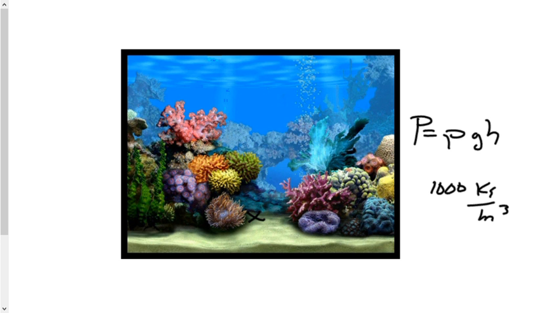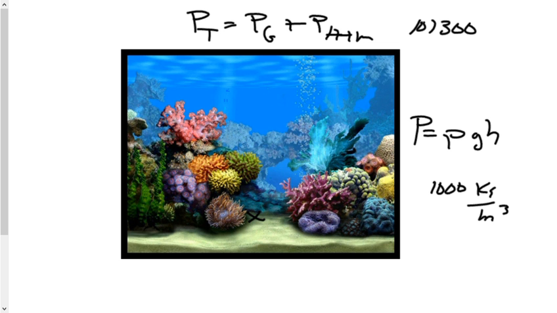So if we take pressure total, that'll be equal to the pressure gauge, I'll just use letter g for that, plus the pressure of the atmosphere on it. So the gauge pressure is relative to the atmosphere, but if I want total pressure, I have to remember that there's an atmospheric pressure on it, and remember that's 101,300 pascals approximately. So that's how you calculate hydrostatic pressure.